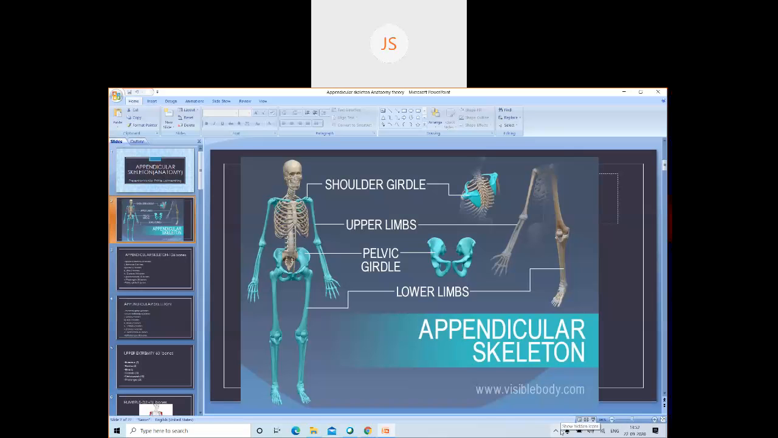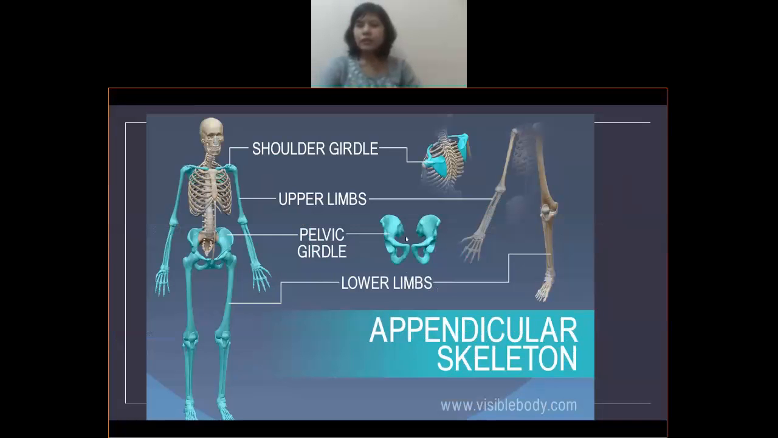First, let me show you the appendicular skeleton. So this is your appendicular skeleton. First is your shoulder, this part. Next is your upper limbs, this part. Pelvic is here in your pelvis. This is your lower limbs. You can also say upper and lower extremity, and upper limbs you can say is upper extremity also.